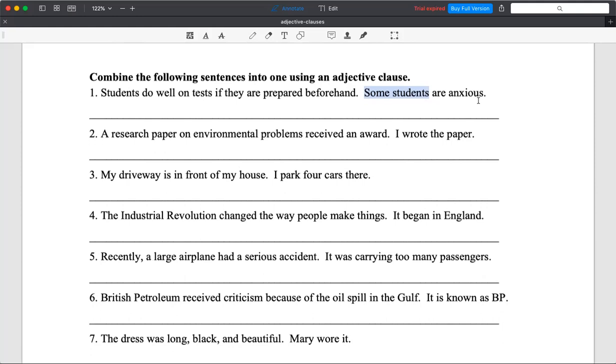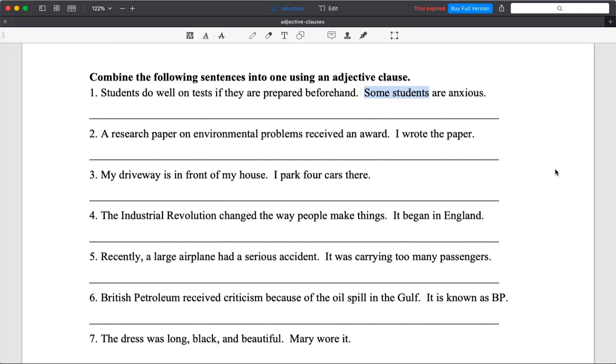Well, the meaning of this sentence says students who are anxious do well on tests if they prepare beforehand. It wanted to say that the students who are anxious need to practice more. Does that make sense, Alex? Yeah. The meaning might be a little bit confusing, but that is the meaning of the sentence. It wanted to emphasize that if the students are anxious, they need to practice more. They need to practice beforehand. Very good, Alex.